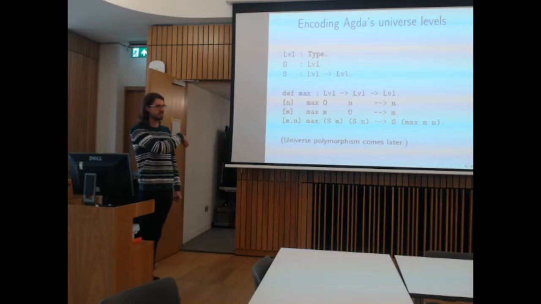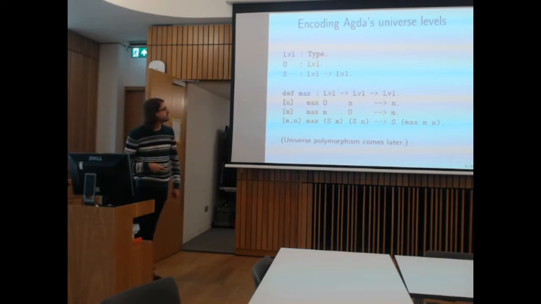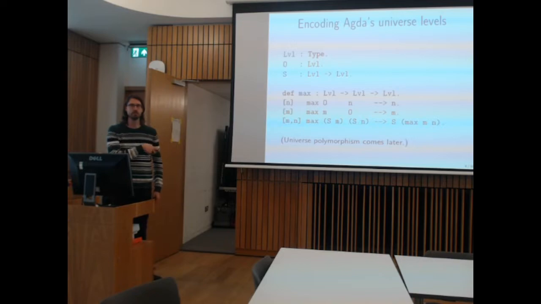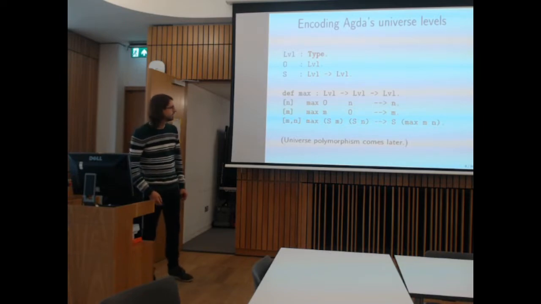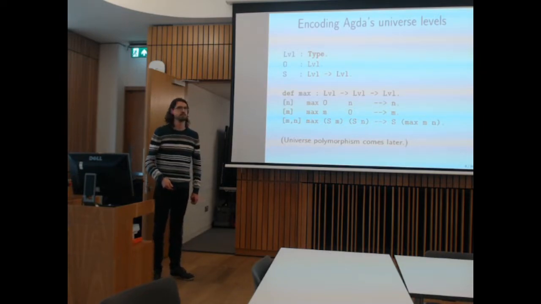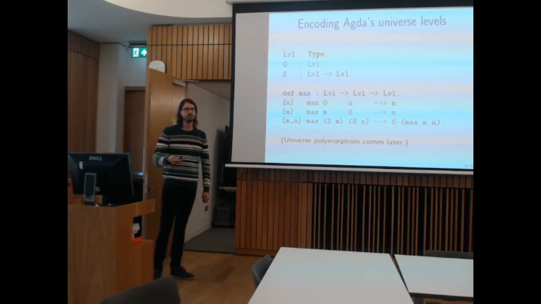So here's a very simplified version of it, where we don't have universe polymorphism, but just complete levels. We have level 0, a successor, and a maximum operation. So that's the first step, and then on top of that we can define the sorts.